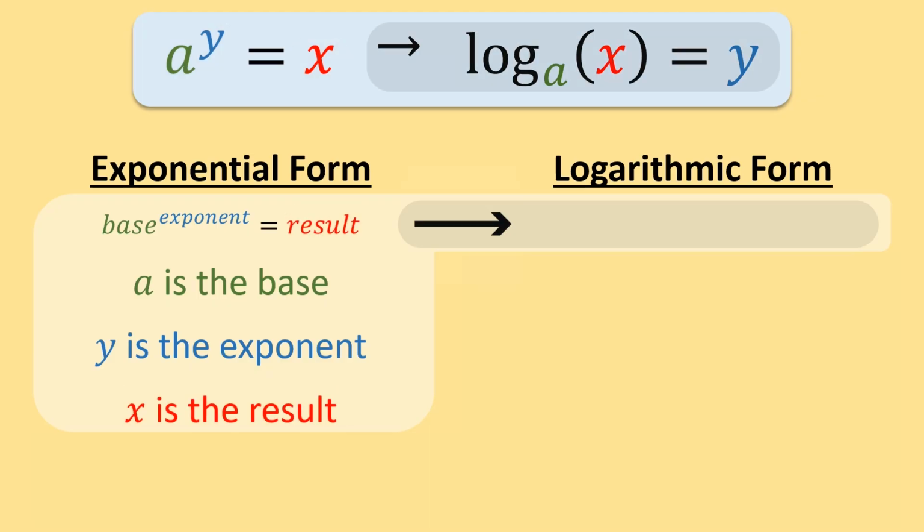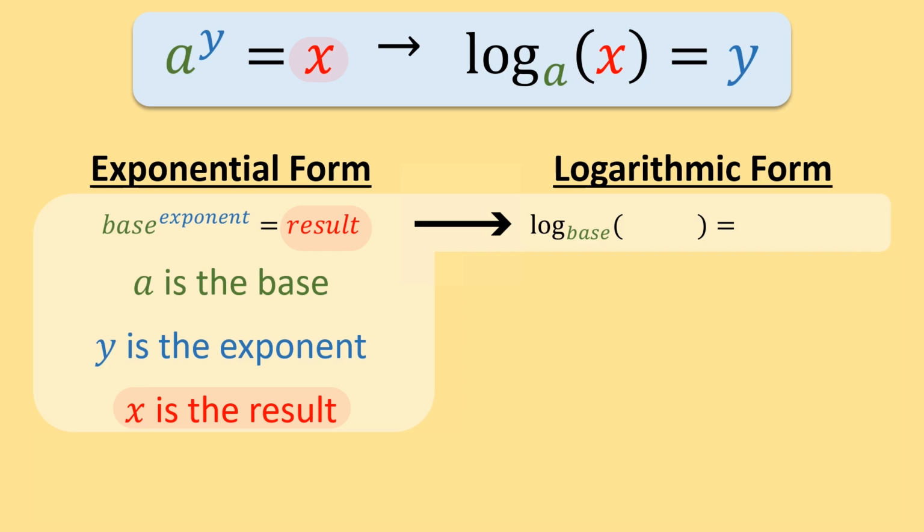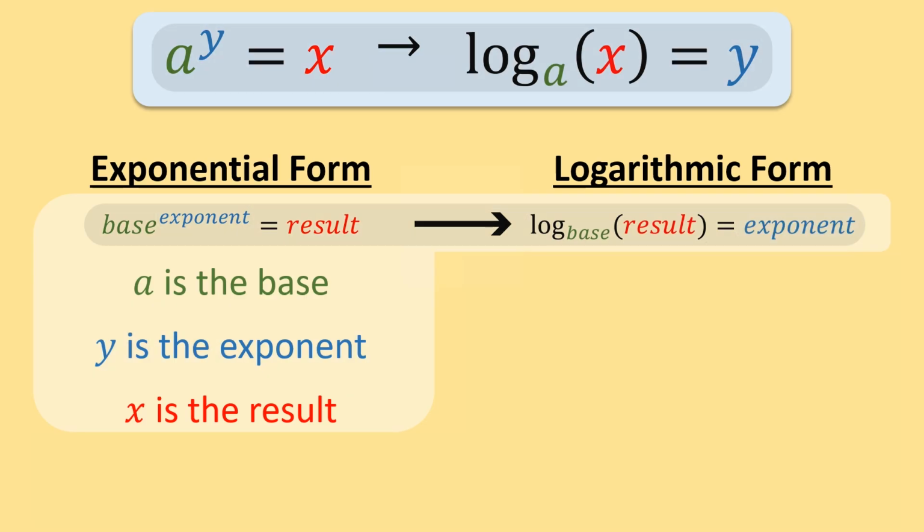Then, converting this to a logarithmic equation, the base of the exponent goes down here. This is the base of the logarithm. The result of the exponential equation ends up inside the logarithm. The entire logarithm is then equal to the exponent from the exponential equation. So we can use this mapping when converting an exponential equation to a logarithmic equation.